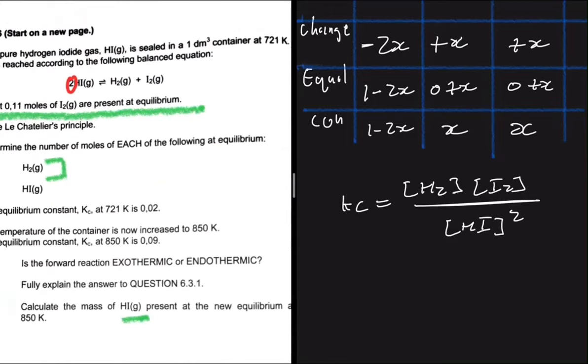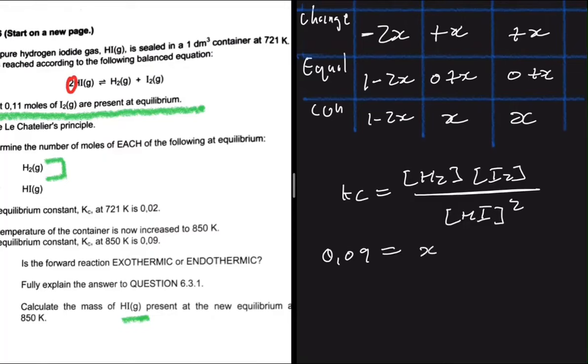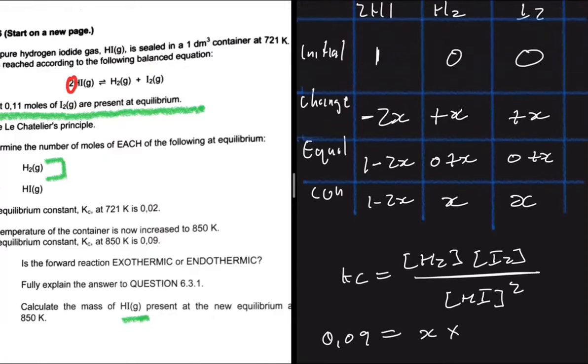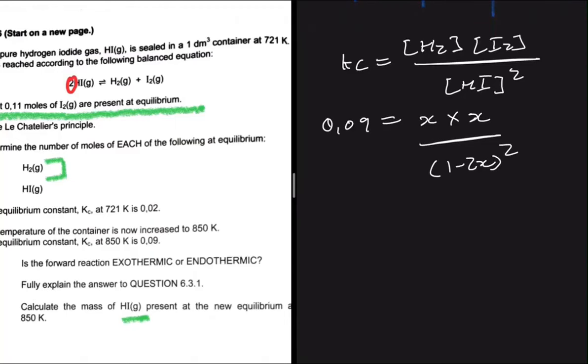Let's go ahead and substitute. In place of Kc, we're going to have 0.09 being equal to the concentration of H2, that is x, the concentration of I2, that is x again, and then everything divided by 1 minus 2x to the power 2. So we're going to have 0.09 equals x squared divided by (1 minus 2x) squared. What you can do here is cross multiply and complicate your life, or you can take the square root on both sides.